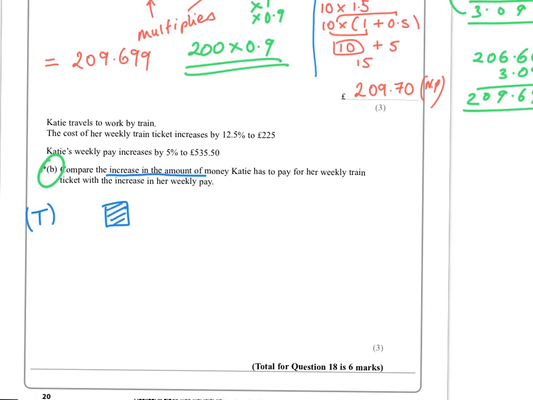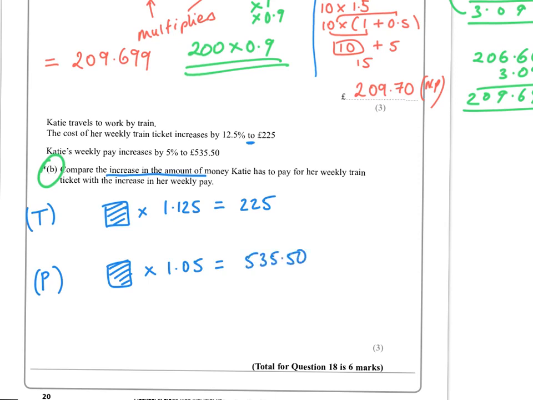the tickets were increased by 12.5%, and that's how much they were, 225. It says 2. And then for the pay, well, the pay was increased by 5% to get this situation, because it was increased by 5% to this amount.